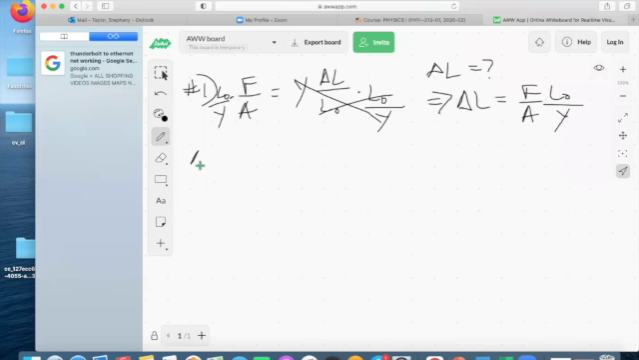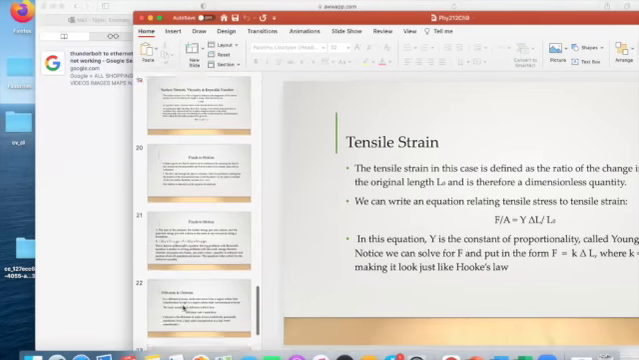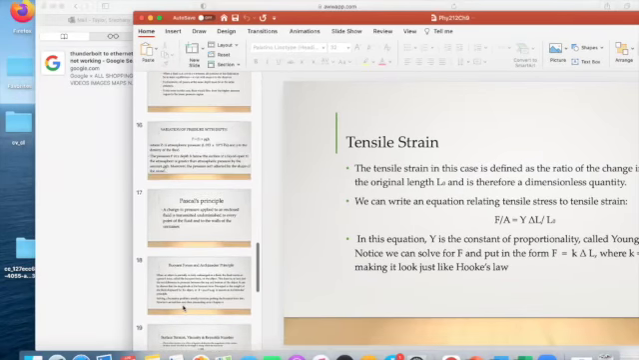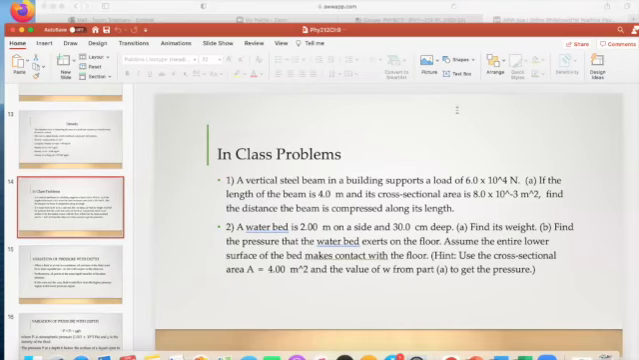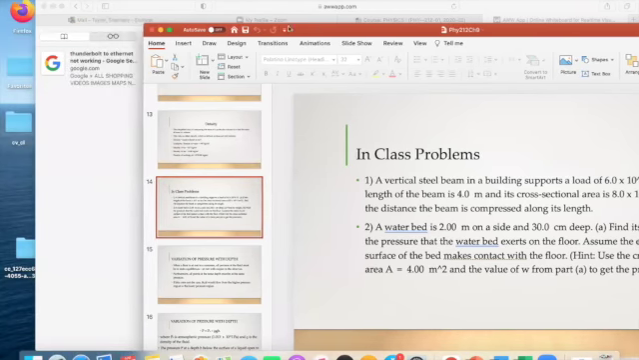All right. So from here, we're just going to start plugging everything in. For the force, they gave us 6 times 10 to the 4 newtons. And for the length of the beam, so this is the original length, is going to be 4 meters, and the cross-sectional area is 8 times 10 to the minus third meters squared. All right, so let's write all of that down.